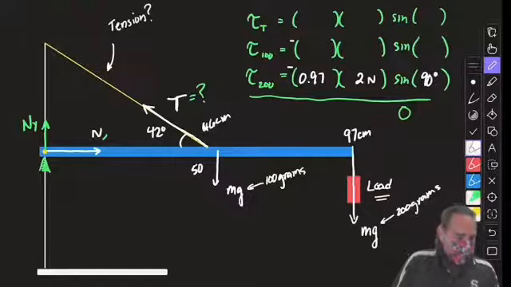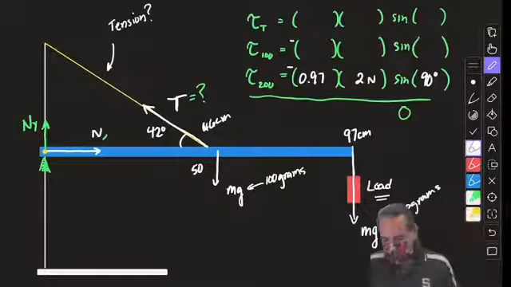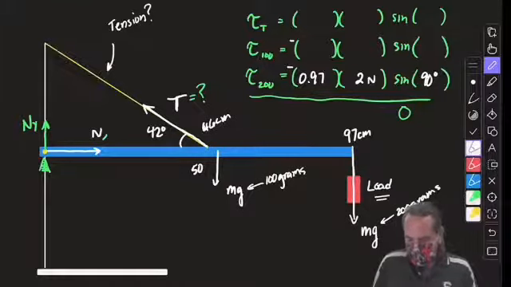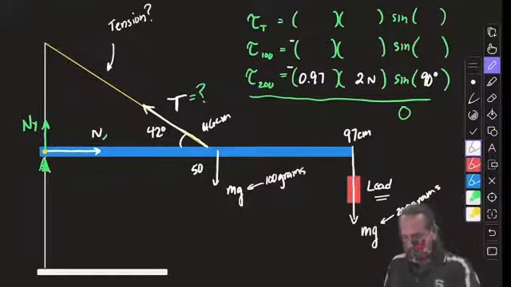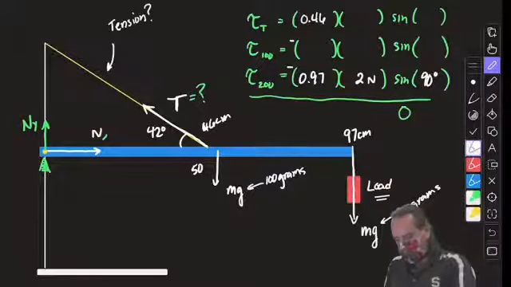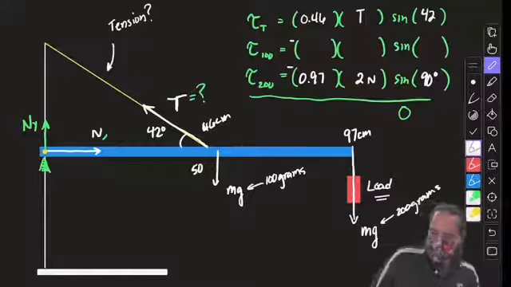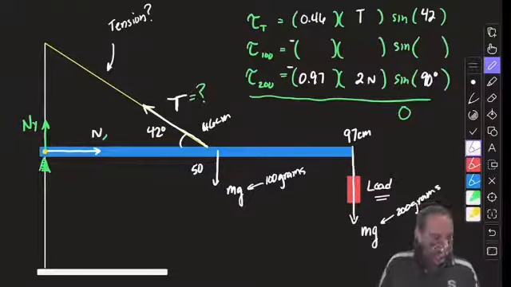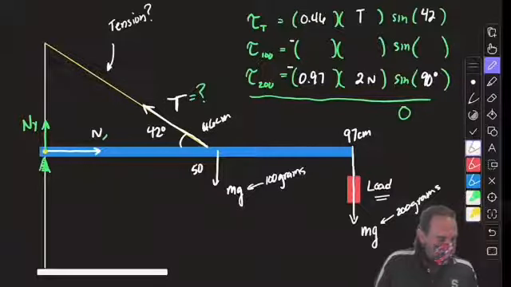All right. The next person who's going to help me out here is Noah. So for tension, I did 0.46 in one bracket, and then the sine of 42 degrees, and then T as the variable. Excellent. Thank you very much. Perfect. And the last person that's going to help me out is, wait, they're not here.